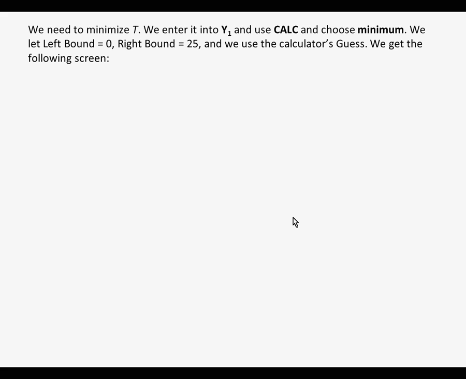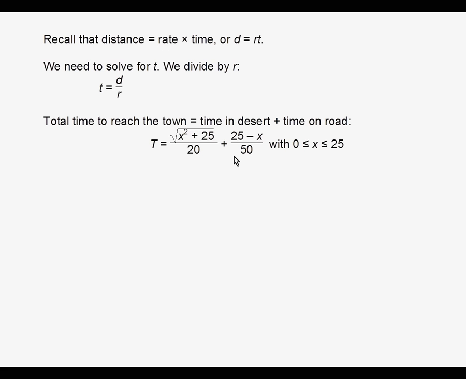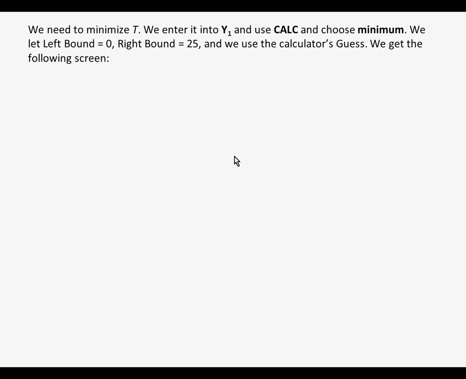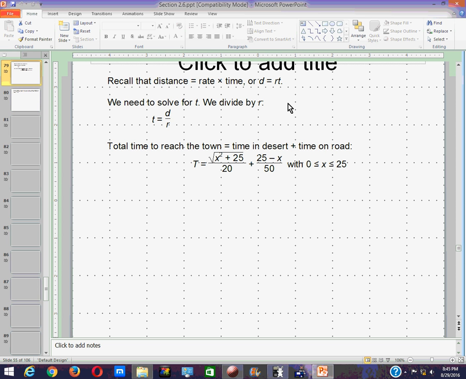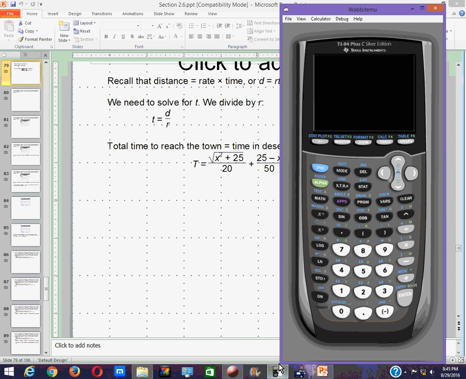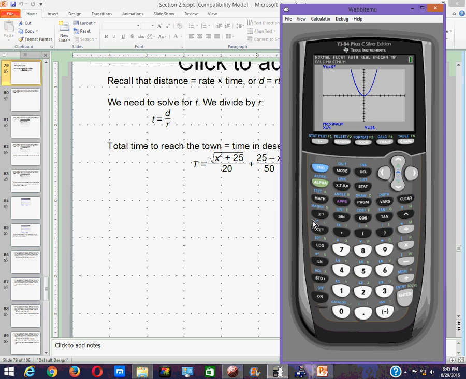So we need to minimize t. Here's our t. We're going to enter it into y1, choose minimum, with a left bound of 0 and a right bound of 25, and again we're going to use the calculator's guess. Let me key this into the calculator. I guess I have to turn it back on. Okay, quit this. Y equals, clear that out.